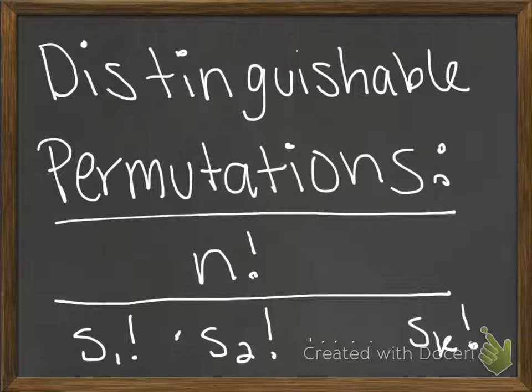So n is still the full number of items in your set. And then on the bottom here you have things called S sub 1, S sub 2, all the way out to S sub k. In the problem that we do, all of these S sub 1s and sub 2s are going to stand for the different letters that are repeated. And you're going to fill in a number for S sub 1 for the amount of times a certain letter is repeated. And each of those S's stands for a different letter.